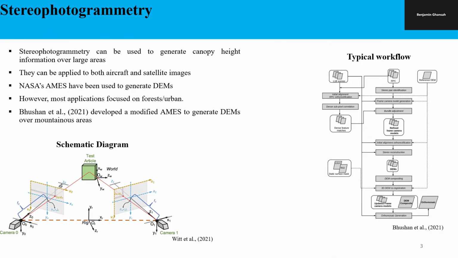NASA's AIMS pipeline has been used to generate canopy height information or DEMs. The AIMS pipeline is a stereophotogrammetric pipeline. However, most of the applications are focused on urban or forest areas. Recently, Bush and Italy modified the AIMS pipeline to generate DEMs over mountainous areas.